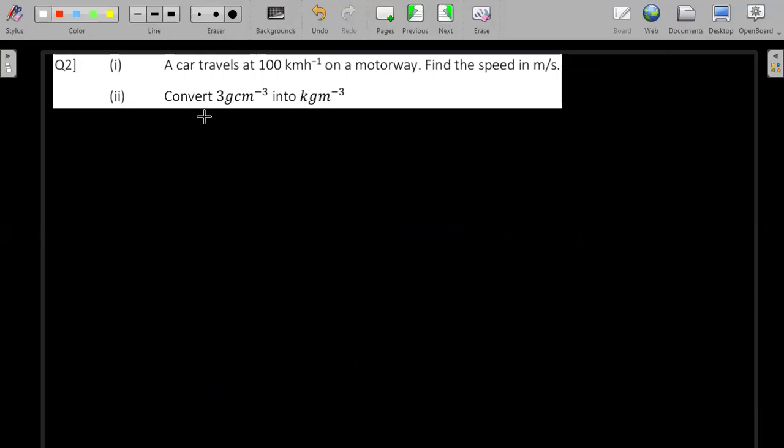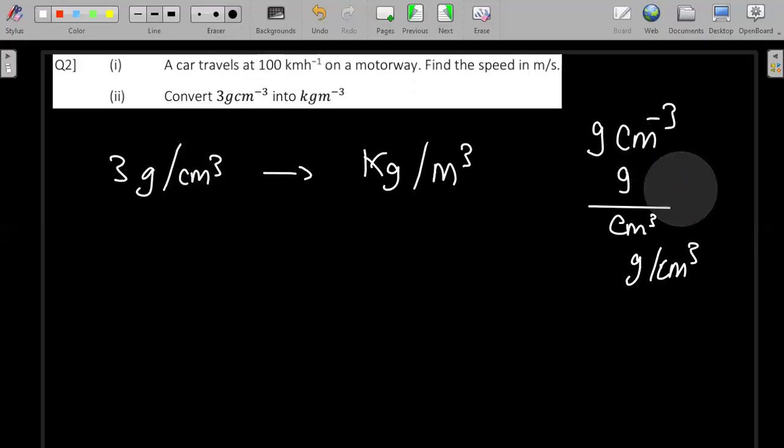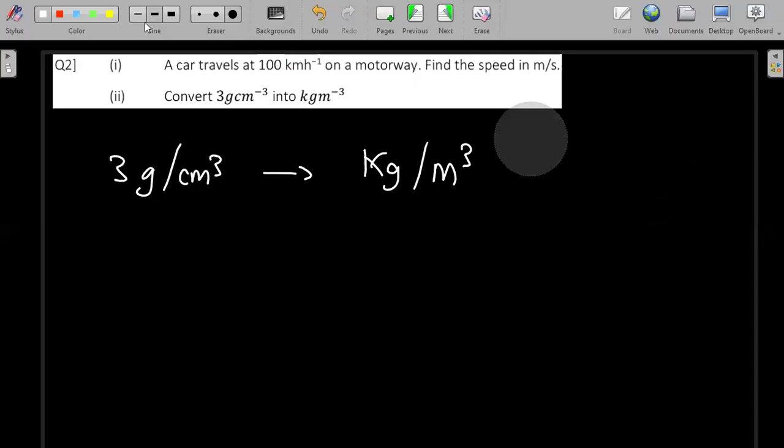The other one is this guy here. They're saying convert 3 grams per cubic centimeter to kilograms per cubic meter. I already explained in number one that if they write something like this, they just mean grams divided by cm to the power 3, which is the same as grams per cm cubed. So we want to convert from grams per cubic centimeter to kilograms per cubic meter.